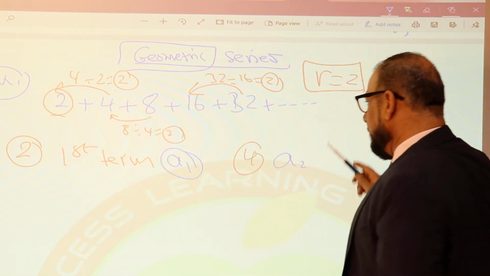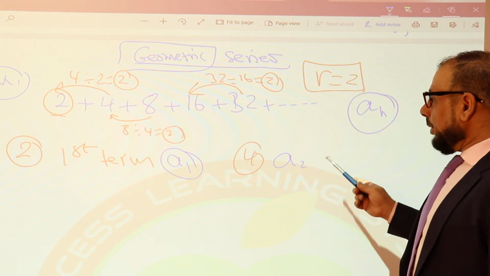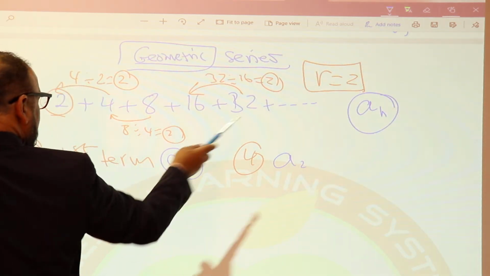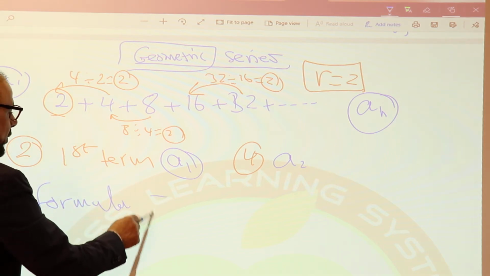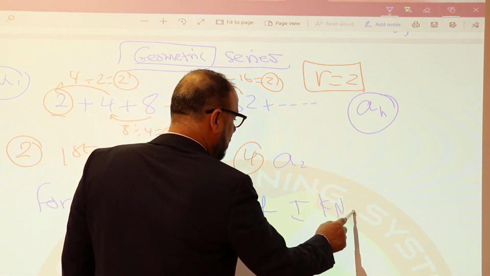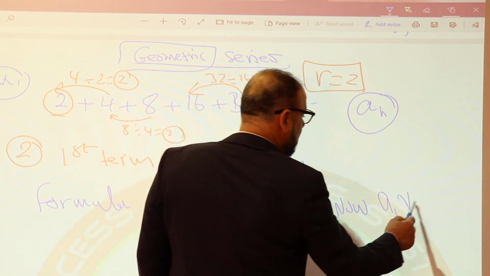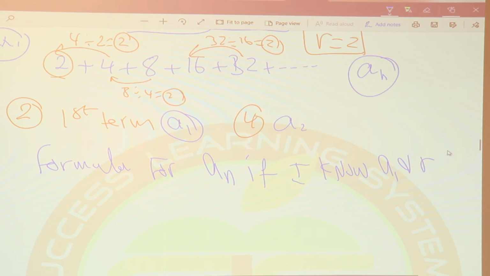Now we keep going till we reach the last term, which we don't know, which is An. An could be A1, A2, or A3, right? You see the subscript. I need to find a formula for An if I know A1 and R. My objective is to find the formula and make it easy for me if I know A1 and R.